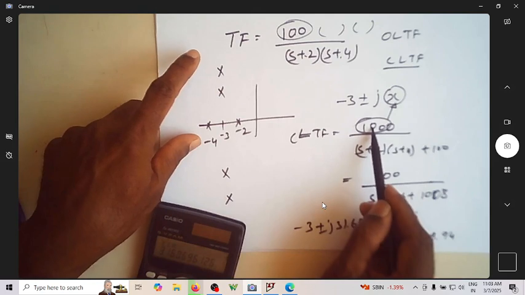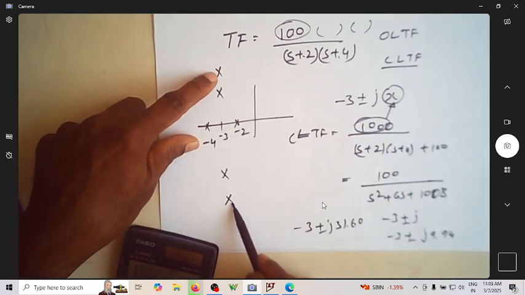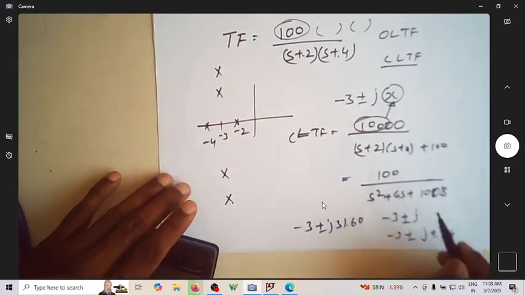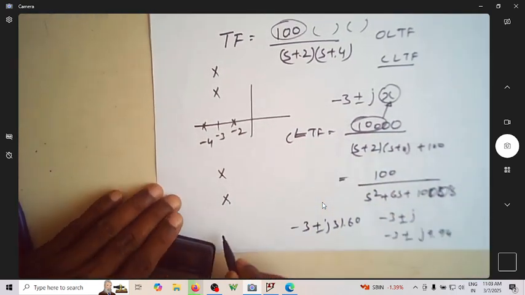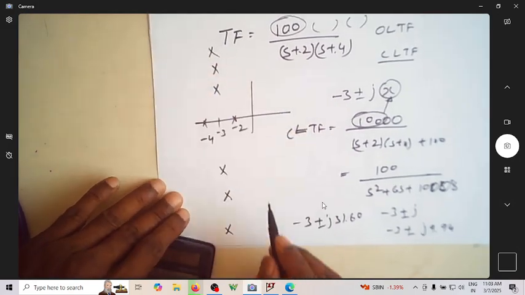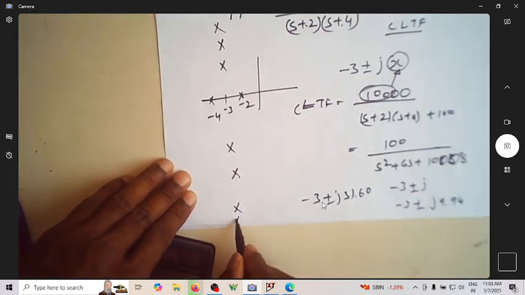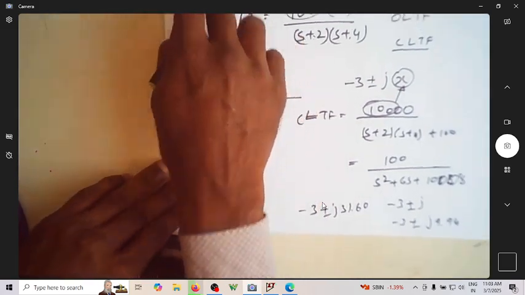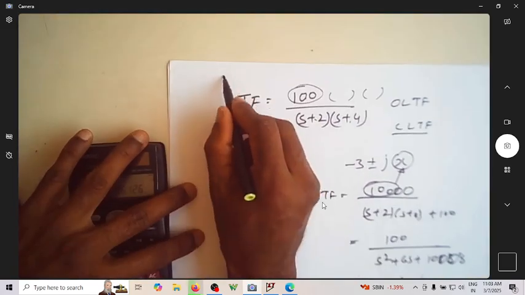If I further increase the value of k from 100 to 1000, it will go here. If I make it 10,000, then this will become 10,008. It will further go here. If you make it 1 lakh, it will further go here. Where will they go? They will go to infinity.